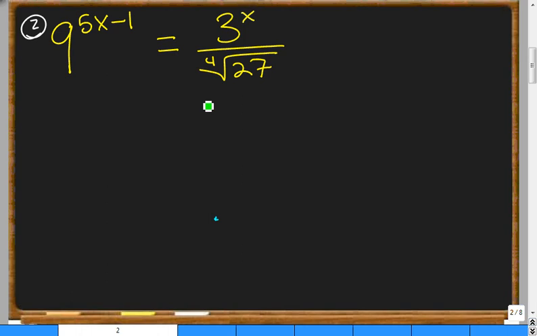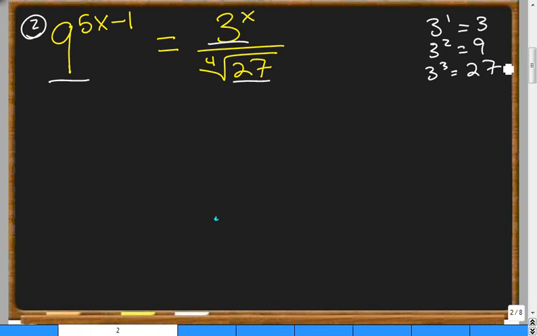Now, if we have an equation with lots of different numbers, we've got to somehow get this into terms of a single base. We've got 9, 3, and 27. Well, these are all linked with a base of 3. If you think about your powers of 3, we know 3 to the 1st is 3. We know 3 squared is 9, and 3 cubed is 27.